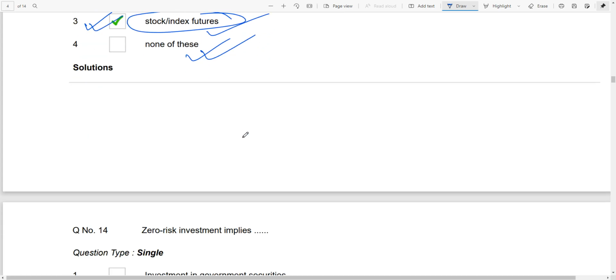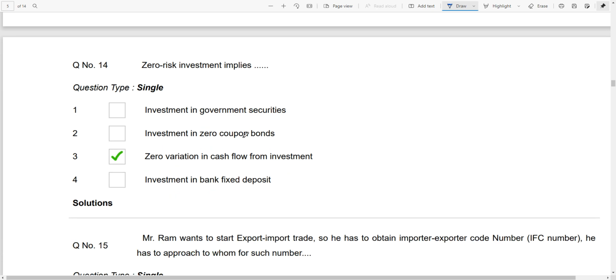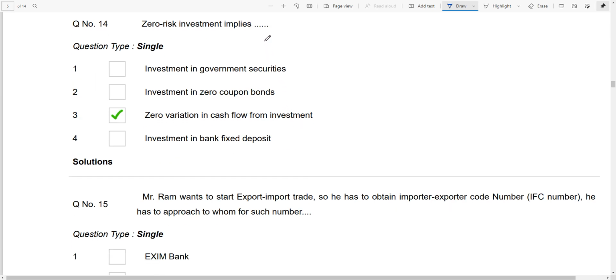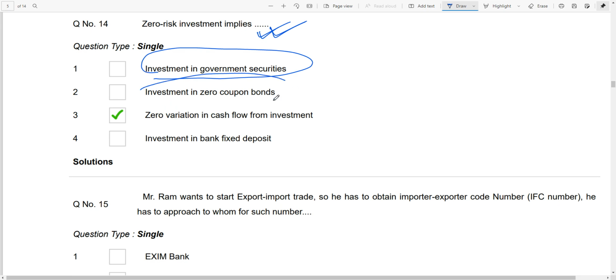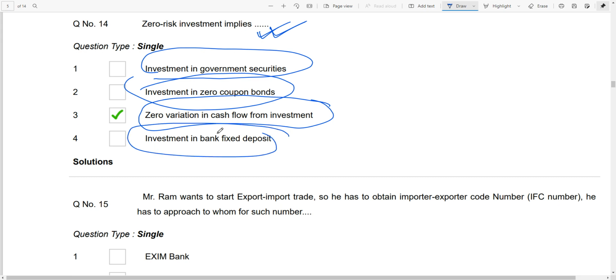Okay, moving to the next question, that is question number 14. Zero risk investment implies investment in government securities, investment in zero coupon bonds, zero variation in cash flow from investment, investment in bank fixed deposit. Zero risk investment implies zero variation in cash flow from investment. Correct answer is 3. Okay, fine.